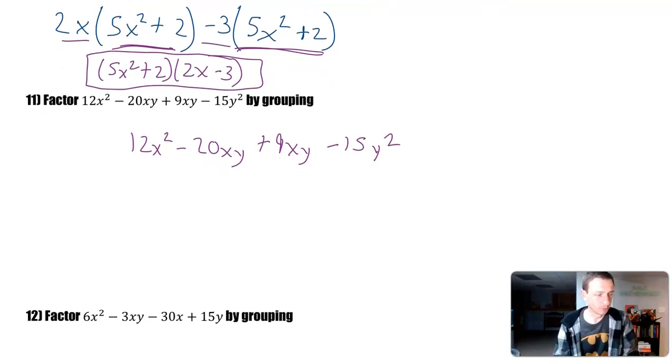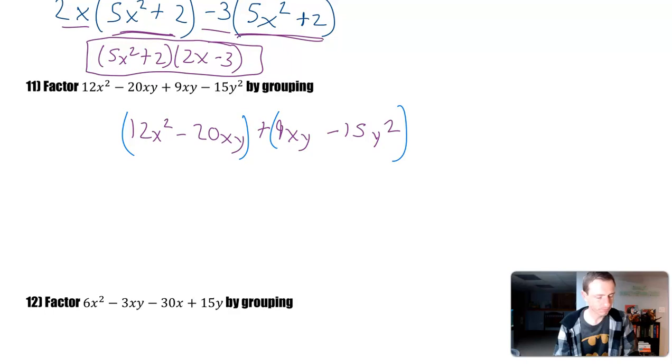I'm going to group, so group the first two, group the second two. We don't have to worry about any sort of signs there. And then 12 and 20, that can be a 4. I can take out 4, because 4 goes into 12, 4 goes into 20. And then I can also take out x, because they both have at least an x, so 4x.